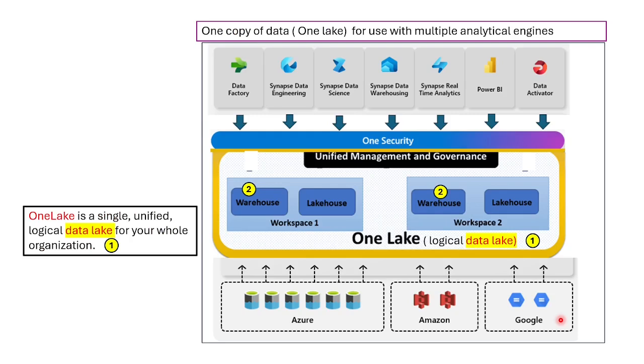So with OneLake, you can have one copy of data for use with multiple analytical engines. And even if you notice, your data in OneLake can come from multiple areas. And these multiple areas can either be Azure, AWS, Amazon Web Services, or even GCP. And you can bring all of your data into one single place. That's going to be OneLake, and that's going to power your Fabric tenant.